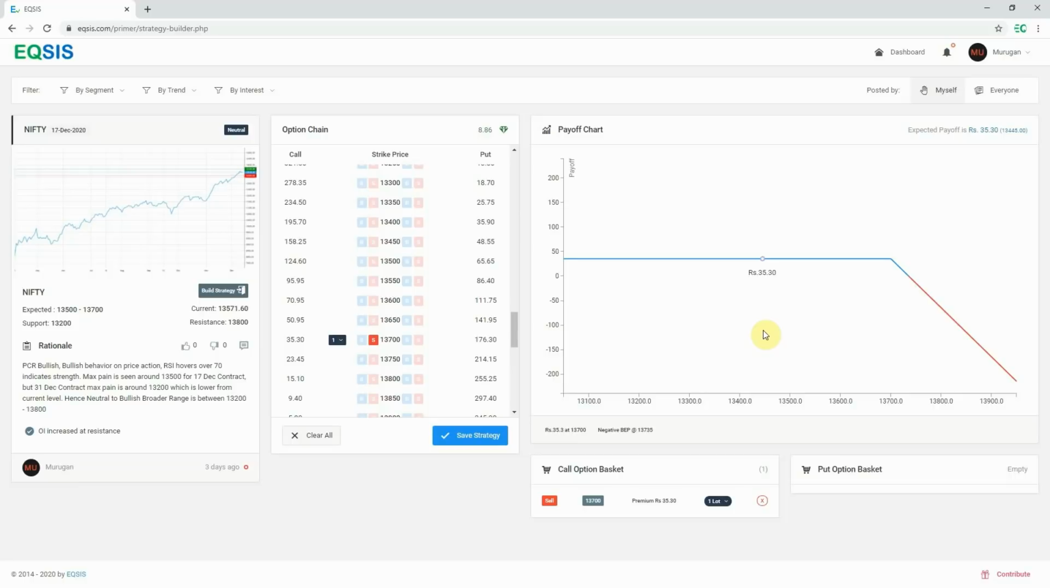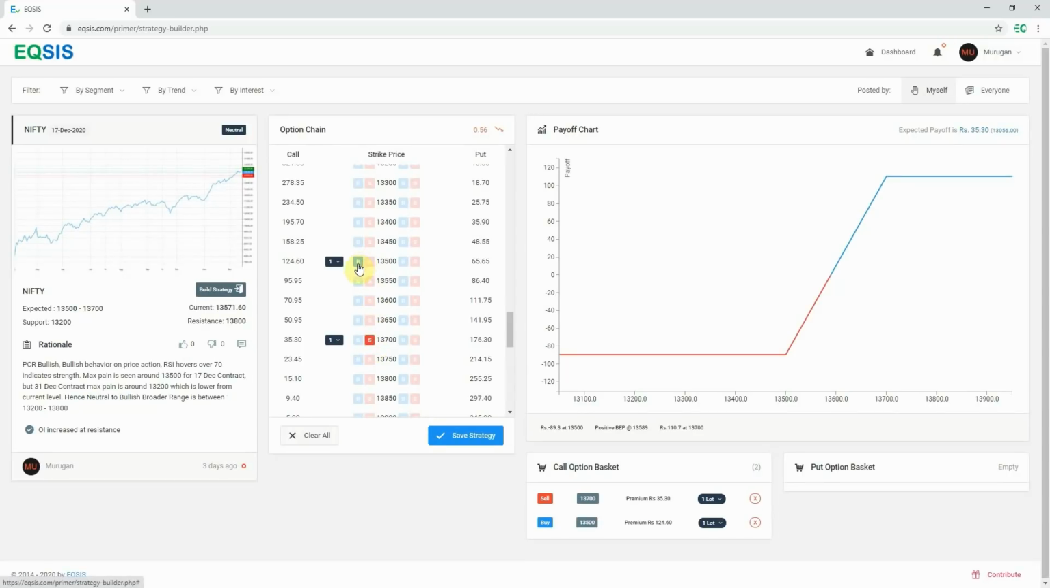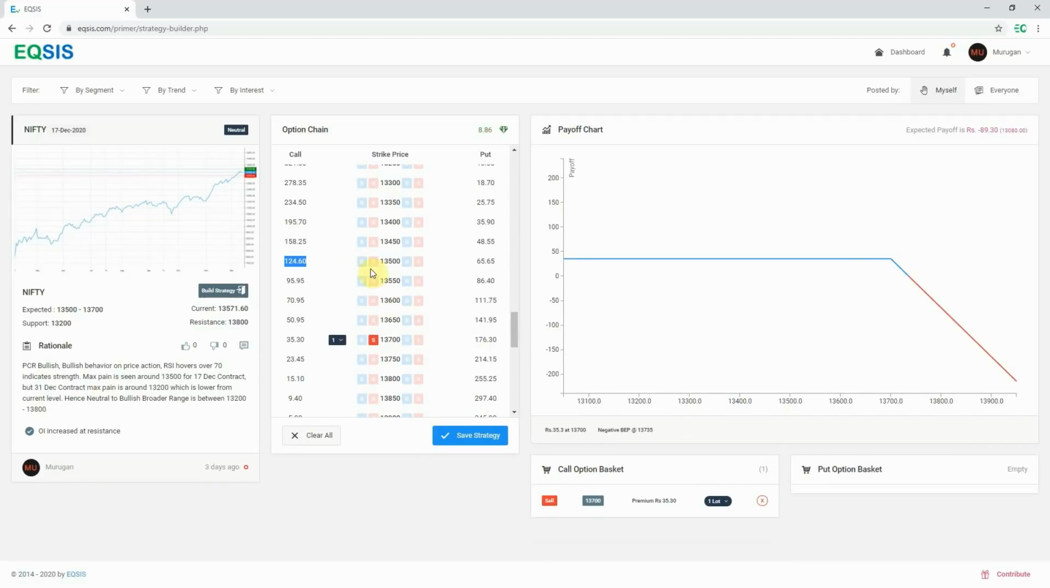But now, as a credit ratio spread, what am I going to do? Instead of simply selling it, I'm actually buying the 13,500 call option. Now, if I have the 13,500 option, I'm actually paying 124 rupees from my pocket. I know that. Then if I sell 13,700, I just save 35 rupees, so I'm saving a complete premium. Now, the characteristics of this are completely different from simply writing options. I agree. But now look at this.